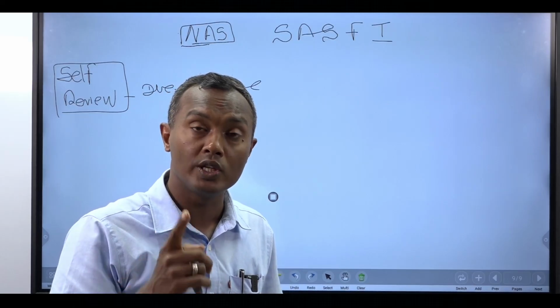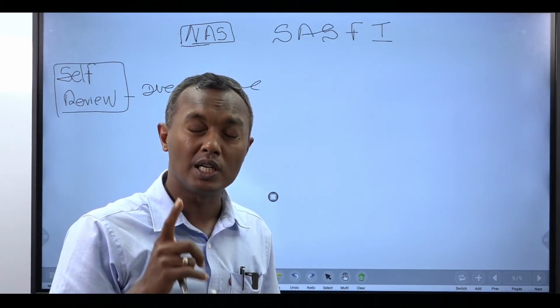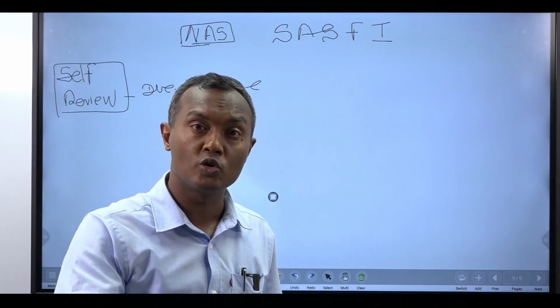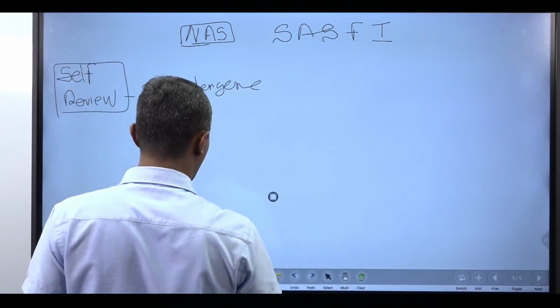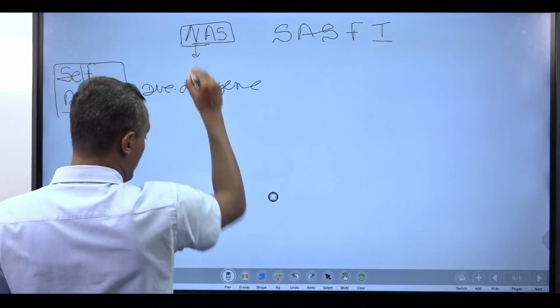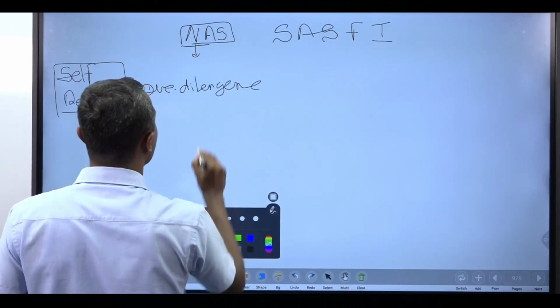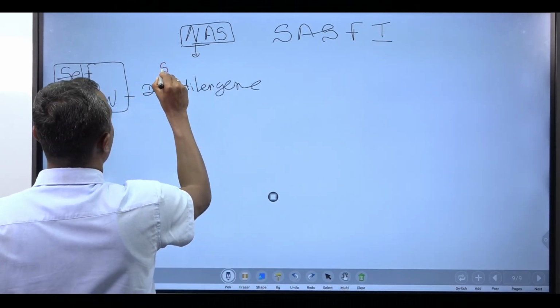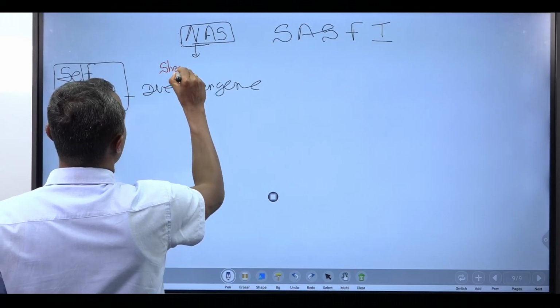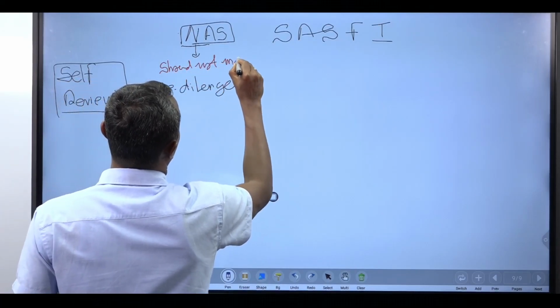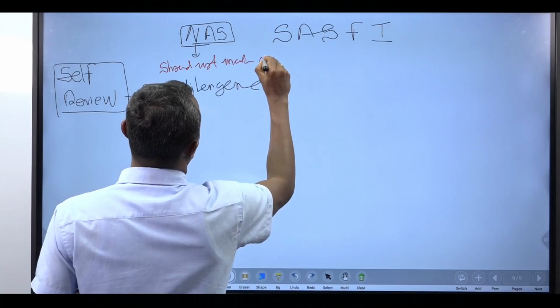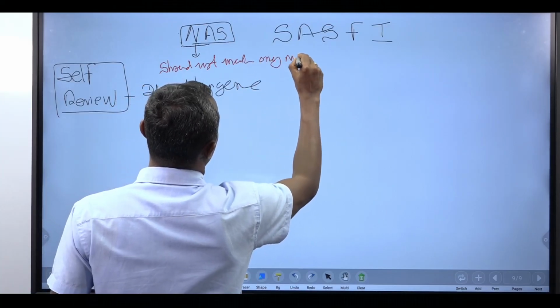Who is supposed to do the negotiation? It is the company, not the auditor. As a golden rule in any NAS, auditor is prohibited to make, right? Should not make any management decision. Any answer, make it with runway. Should not make any management decision. That is out.